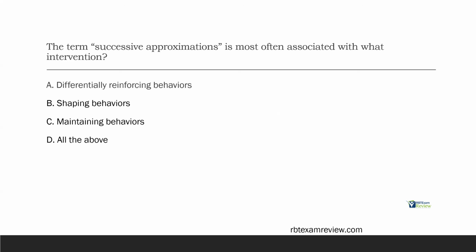And so when we do that, what are we trying to do? Are we differentially reinforcing behaviors? Maybe, right? In a way we kind of are because we're only reinforcing one behavior, not another. But do we have a better answer? There's one specific intervention. The definition includes successive approximations. So what is that behavior?